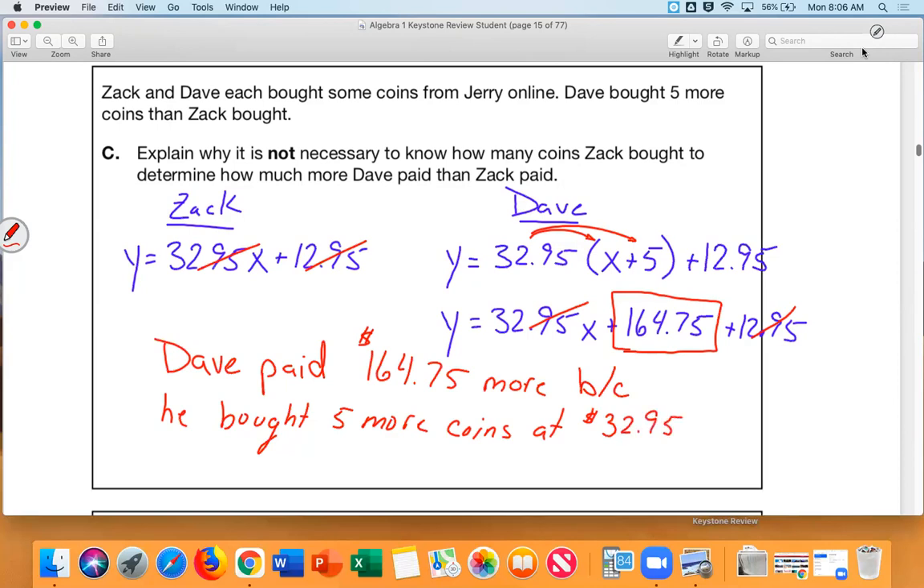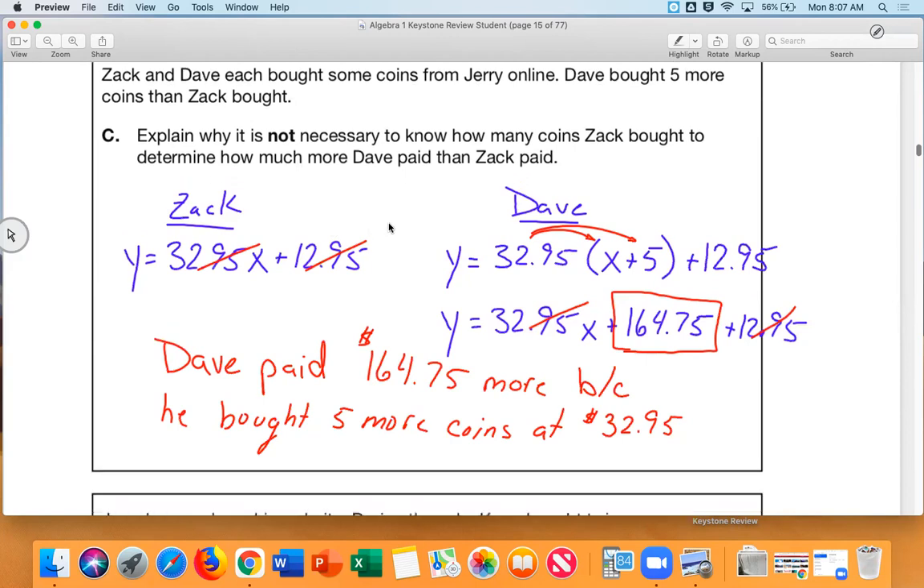Now, I could go into further detail and say, well, the shipping cost is going to be the same whether you buy 1 coin or 5 coins or 10 coins, right? That shipping cost is $12.95. Does that make sense? Now, each coin costs $32.95. So if I bought 5 more coins, well, it's simple. It's just going to be 5 times that $32.95. And that would be the type of work, Emma, that I would include with this.